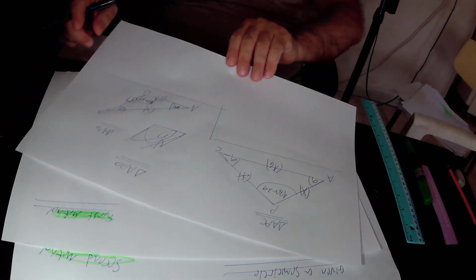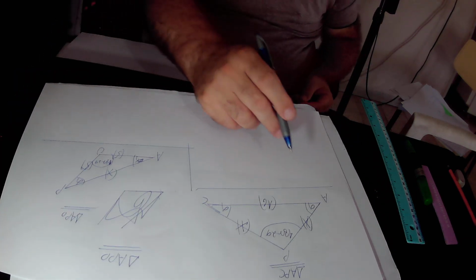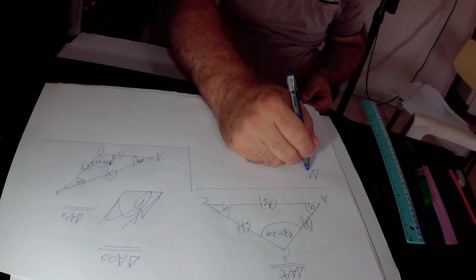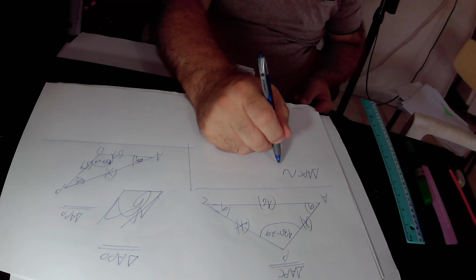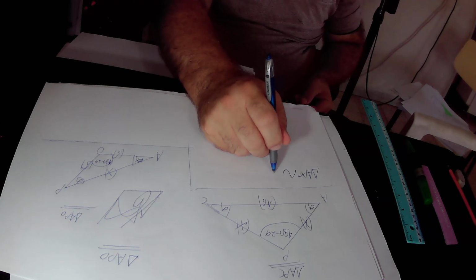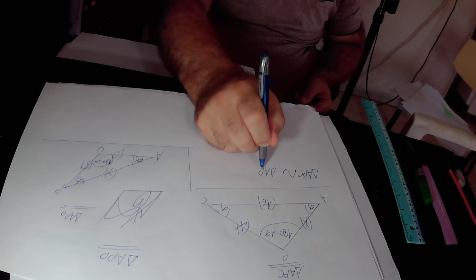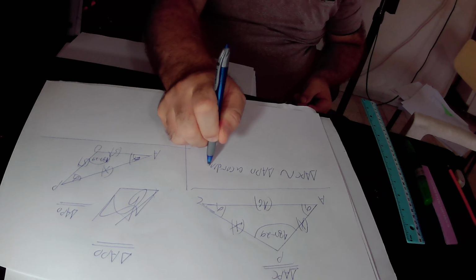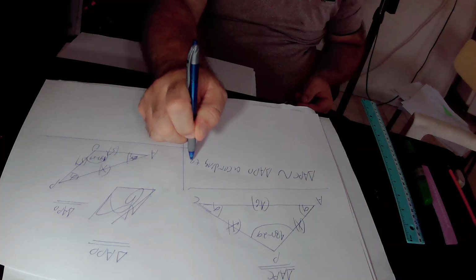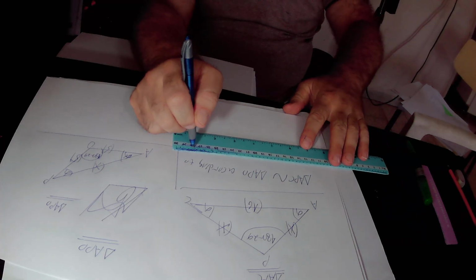So I write it down. We found that the big isosceles triangle APC is similar, this is the sign of similar, to the small isosceles triangle APO according to the angle similarity rule.